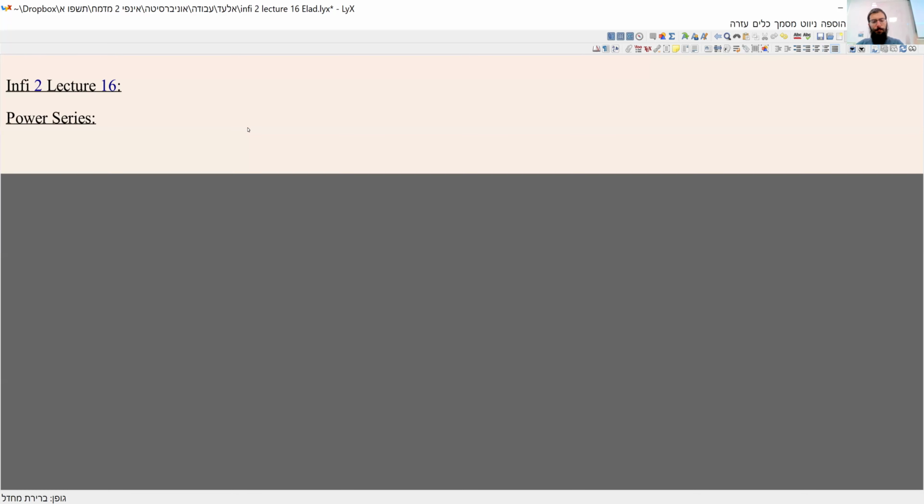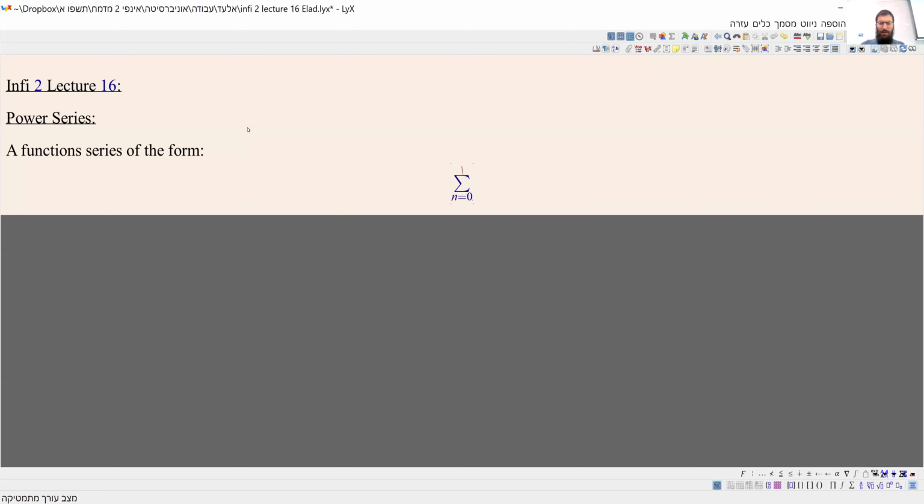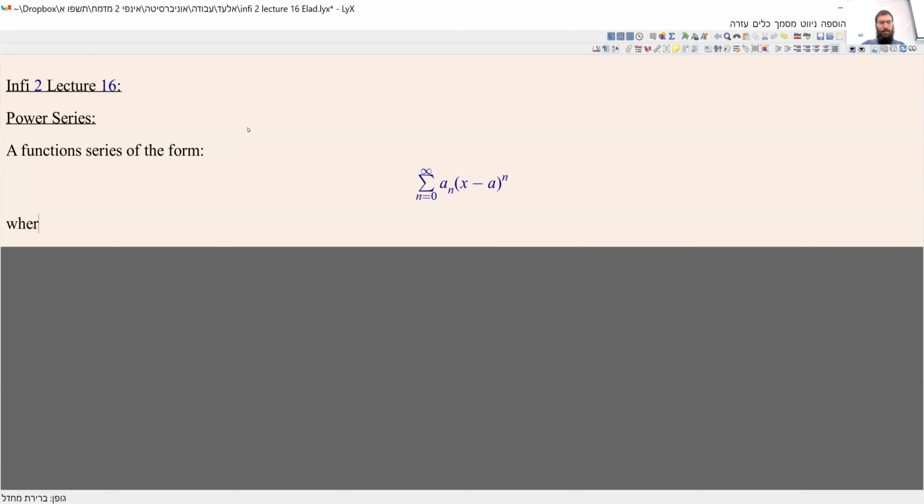A function series of the form sum, we start with 0, to sum with 1 or 2, whatever, will probably be the same, of a_n times (x minus a) to the power of n, where a_n is not dependent on x, just on n maybe, is called a power series because it contains powers. Power series around a.